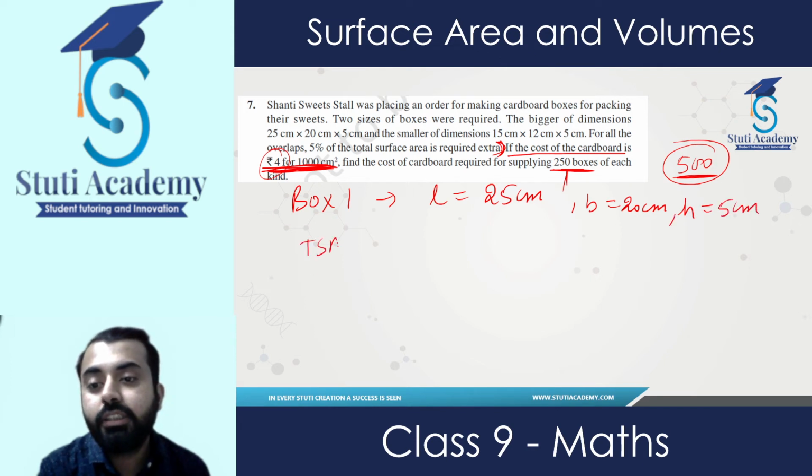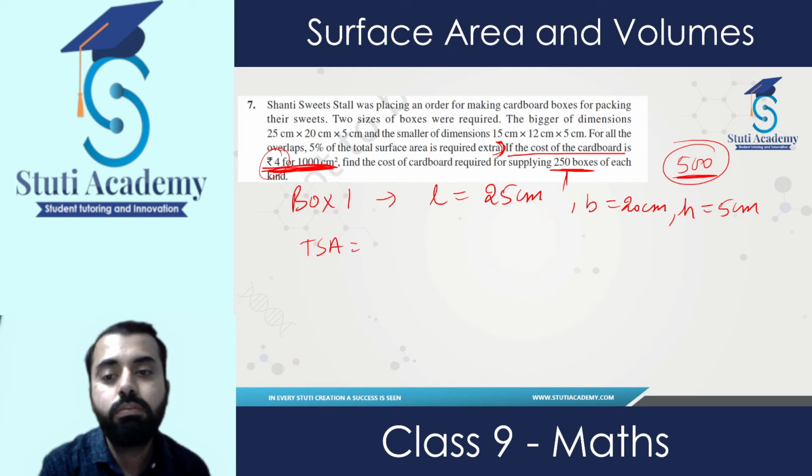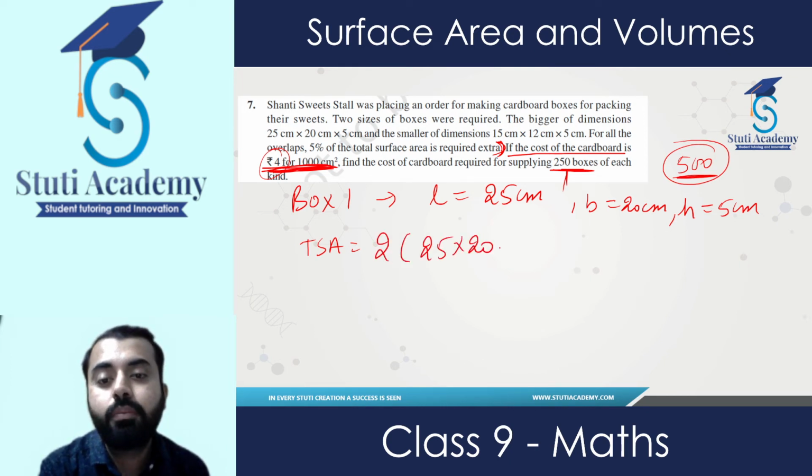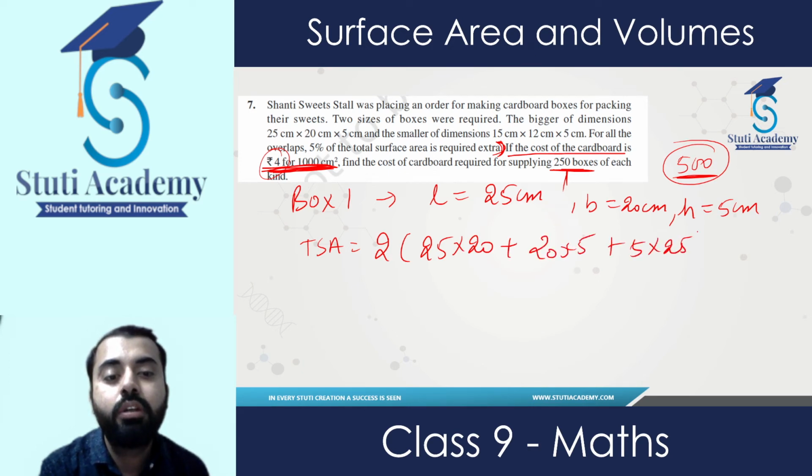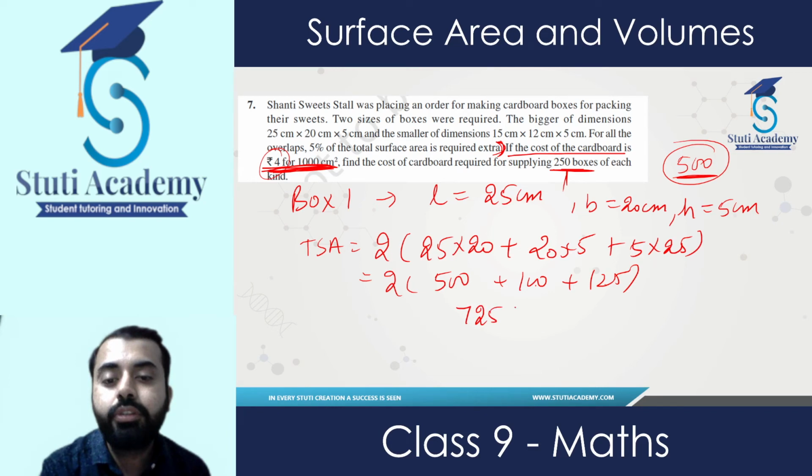So the TSA is what? I have to close those boxes as well. I will be finding out its TSA: 2 into 25 into 20 plus 20 into 5 plus 5 into 25, all this into 2. 500 plus 100, 600, 600 plus 125, 725 into 2 will give you 1450 centimeters square.